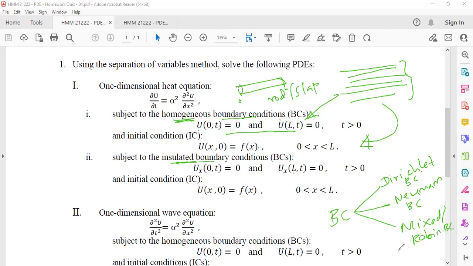That means one of the ends, let's say, is 0 and the other end is insulated. Both are involved. This is called a mixed one or Robin boundary condition. So this is out of your course anyway.